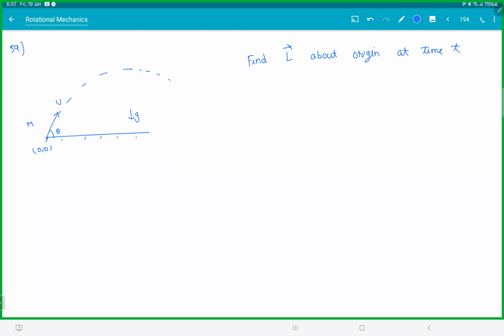Try. Remember the formula m R bar cross V bar. I hope you remember what R bar and V bar are for a projectile. Just do a cross product.